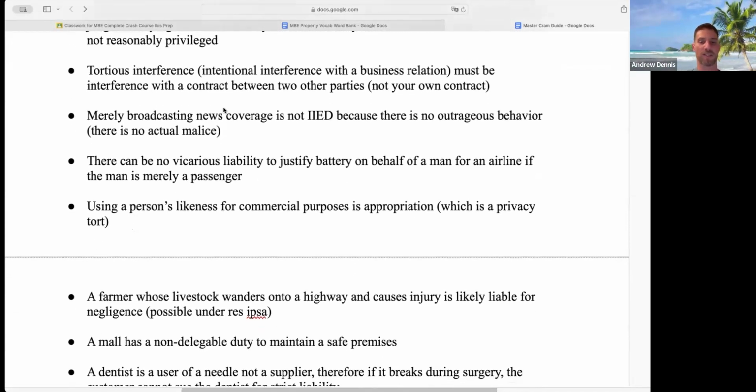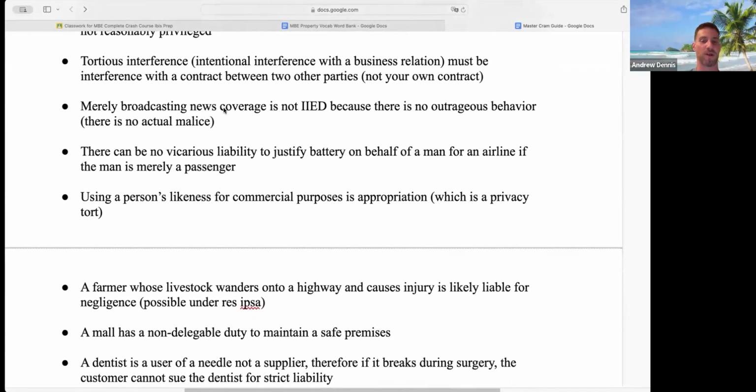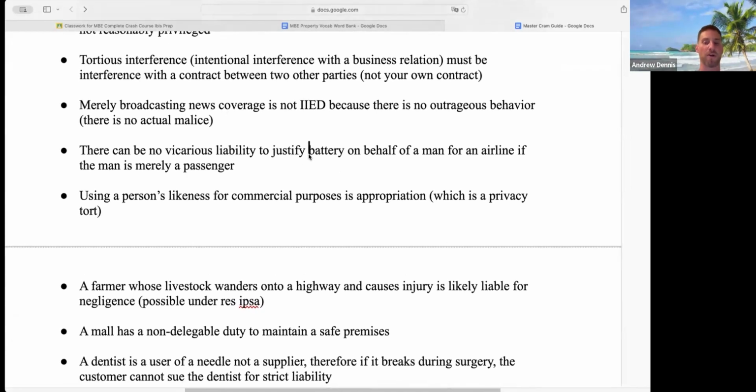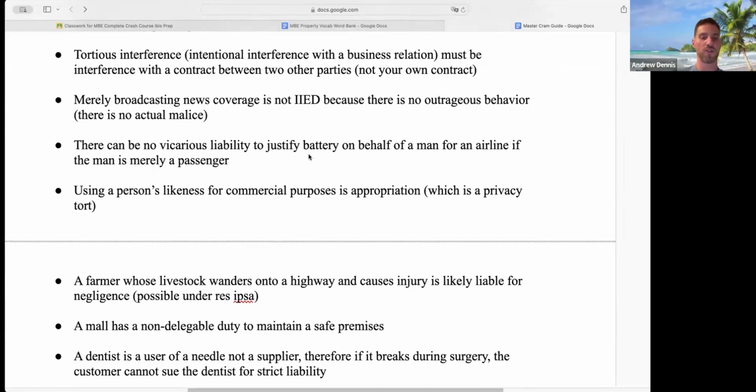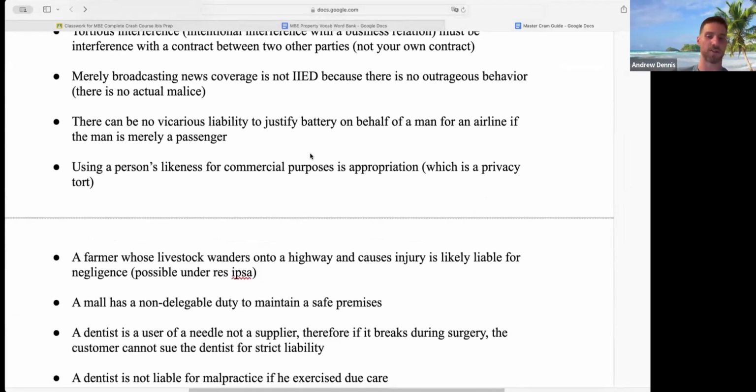There could be no vicarious liability to justify battery on behalf of a man for an airline if the man is merely a passenger. So it wouldn't be battery, but maybe it could be like negligence or some supervision claim. It wouldn't be strict liability, but there could be liability if they failed to remove them, but it wouldn't be battery. Using a person's likeness for commercial purposes is appropriation, which is a privacy tort. It could also be misappropriation if they misuse it.